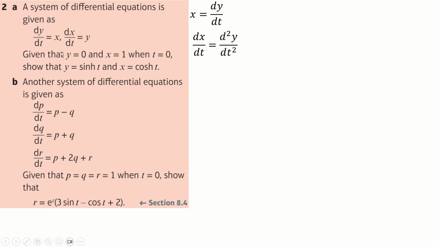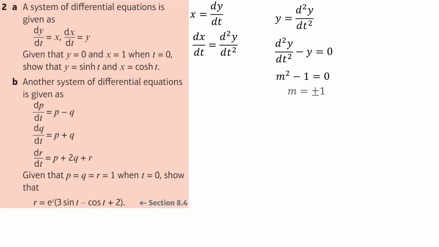dx by dt is this, but dx by dt is also y. So I have y equals this, which is great. Move this to the other side and get this kind of idea. This is an auxiliary equation of the form m squared minus 1 equals 0. So m is plus or minus 1, which means solutions for y in terms of t are this here, because you just put a 1 here and a minus 1 there.